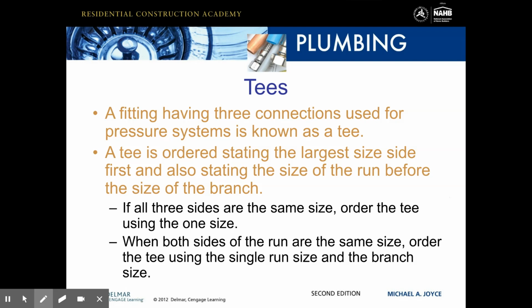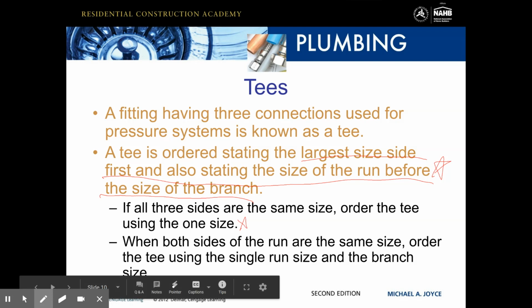A fitting that has three connections used for pressure systems is known as a T. A T is ordered by stating the largest size side first, and also stating the size of the run before the size of the branch. So keep this in mind. If all three sides are the same size, order the T using the one size. And there's a chart that we'll go over that has this.